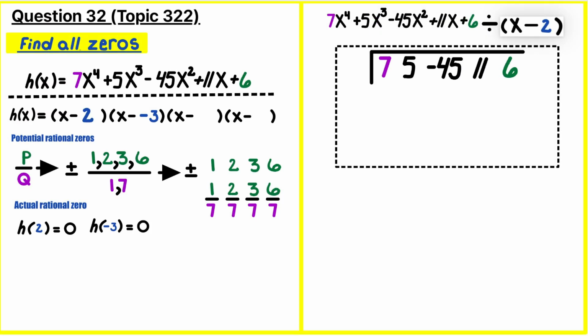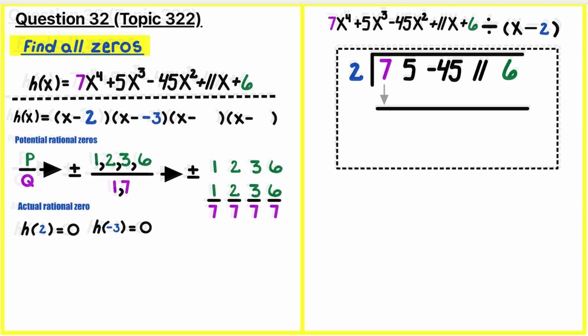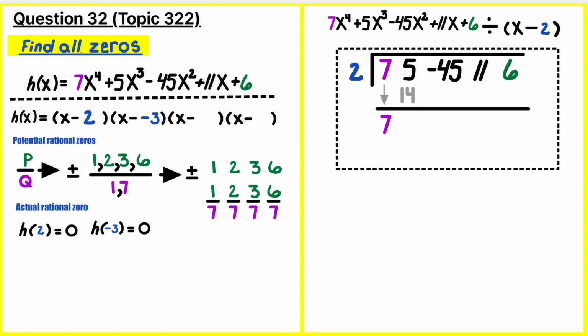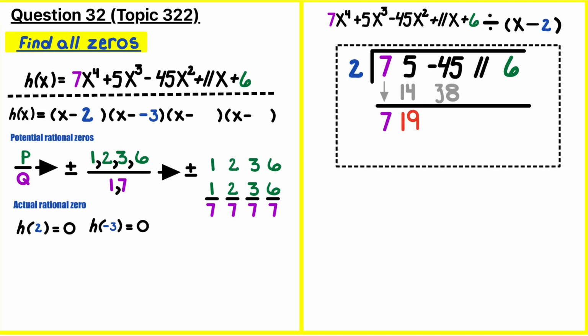Let's put 2 there in the front. Okay. Now let's drop it down. So bring down that 7. Then multiply the number 2 off to the side with the 7 to get 14. We can add 5 and 14, make 19. Once again, multiply the number 2 by that 19, we get 38.